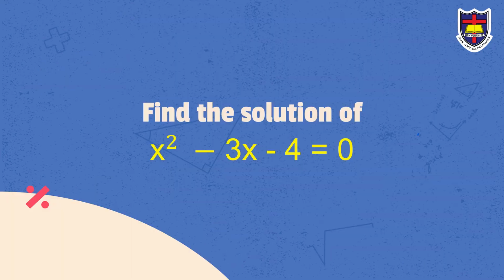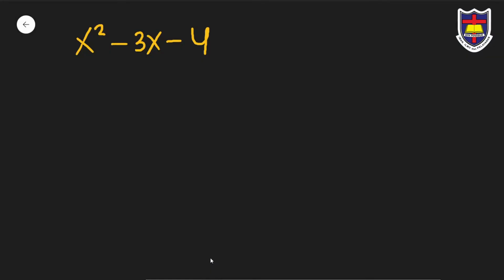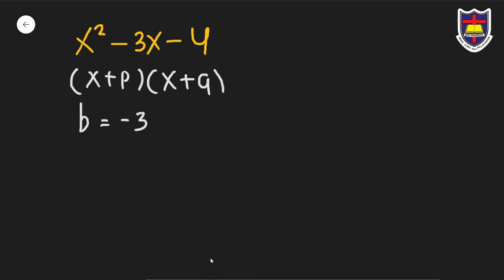So now we will see the example of it. Find the solution of x squared minus 3x minus 4 equals 0. Okay, so now we have the example x squared minus 3x minus 4. Because a equals 1, the factor will be (x plus p) times (x plus q). We have b equals negative 3. b is p plus q. Meanwhile, c is negative 4. c is p times q. So we must find the value of p and q.